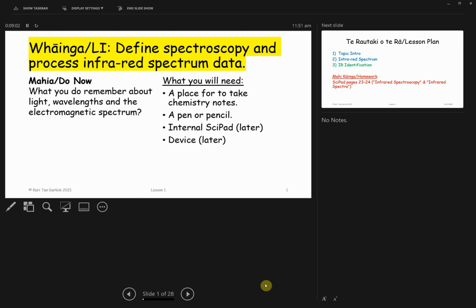So today, you're going to need your chemistry notes, a pen or pencil. I'll pass out the internal side pens. I just realized that you guys don't have that, but I have them in my storage. They're all good. And then you will need your device, but you won't need it till later. So, just FYI. Hopefully my clicker works.